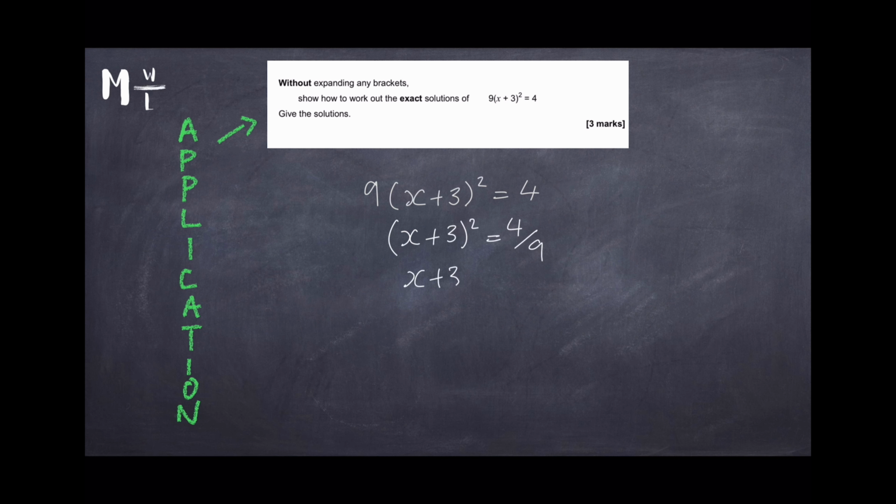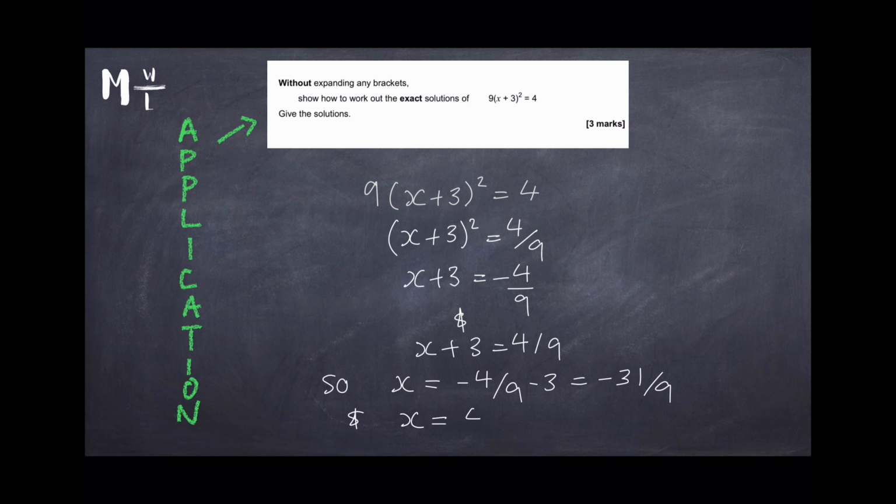First, we'll divide both sides of the equation by 9. Then we'll take the positive and negative square root of the right-hand side and we'll square root the left-hand side, meaning we're left with x plus 3 is equal to 2 over 3, or x plus 3 is equal to negative 2 over 3. In the initial equation, x was squared, and that's why you get two values of x here at the end.